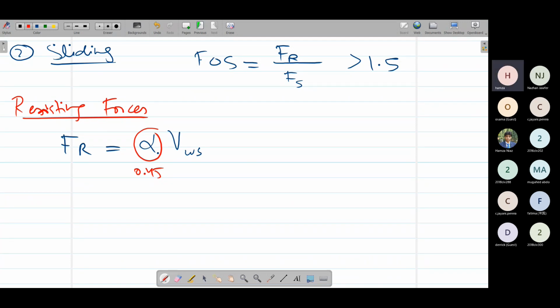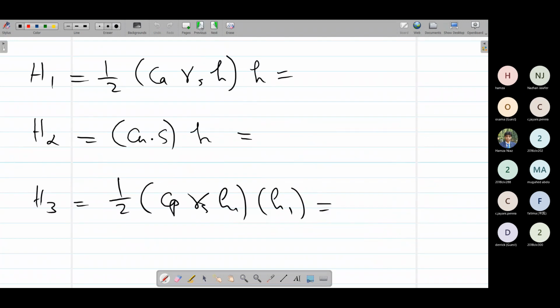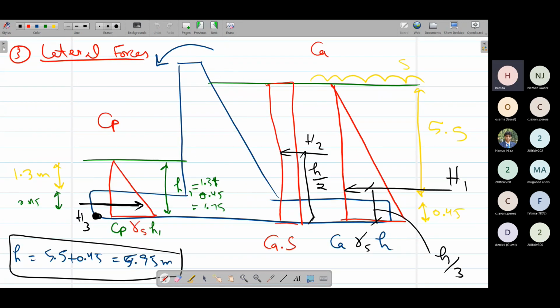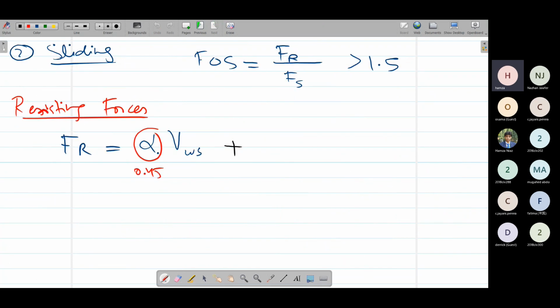And this way we can get the restoring forces due to weight, and the second restoring force is due to this H3. This H3 is moving against H1 and H2. It is opposite to them, so it would try to stop the sliding. So it would also fall in resisting forces. Simply alpha times Vs plus H3. If we add them, we'll get the resisting forces.